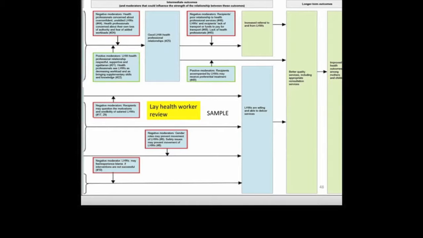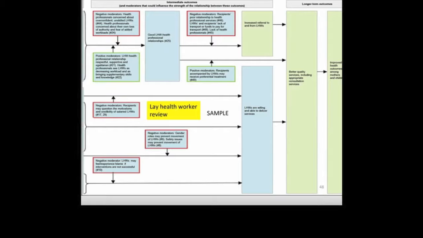For example, one of the negative moderators was that health professionals were really concerned about their own loss of authority, about the knowledge of these people and whether it would be enough. While on the positive moderator side, people explained that they really liked the lay health workers because of the fact that they had more time, they were really supported, but they did fear a lack of knowledge as well, so they actually found each other in that particular bit.